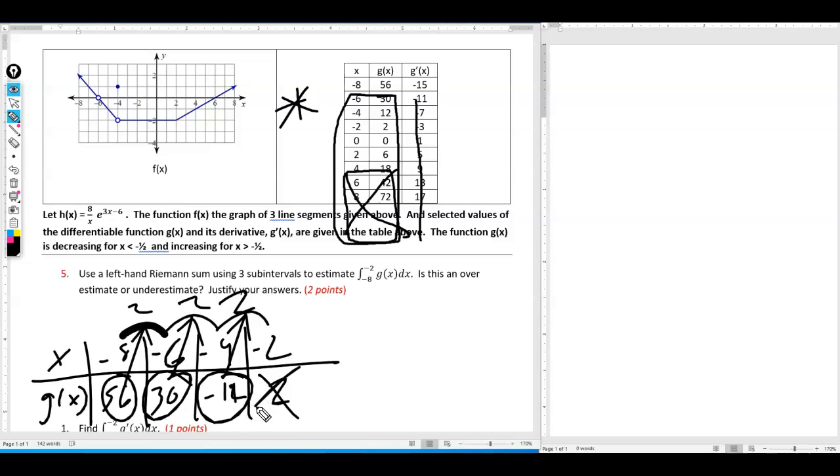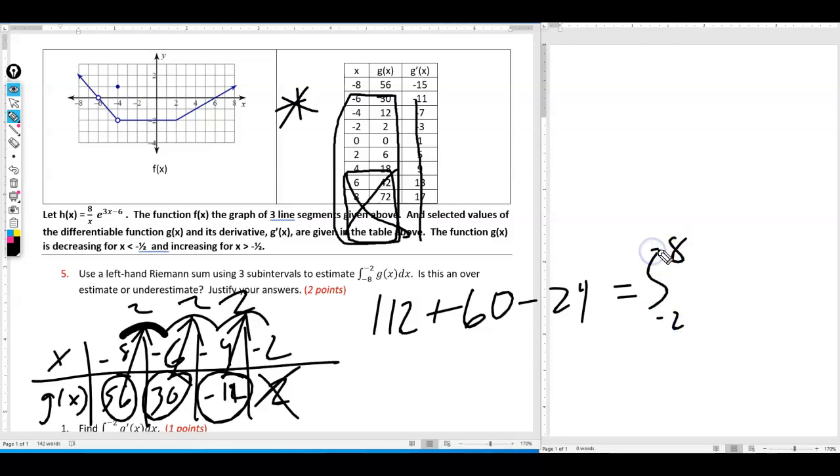So we have 56 times 2, which is 112, plus 30 times 2, which is 60, plus negative 12 times 2, which is negative 24. And that is what the integral from negative 8 to negative 2 of the g of x function would look like. And you don't have to simplify it if you don't want to. Again, as long as you have that, you're good. But I'm going to go ahead and do it anyway. 112 plus 60 minus 24 is 148.